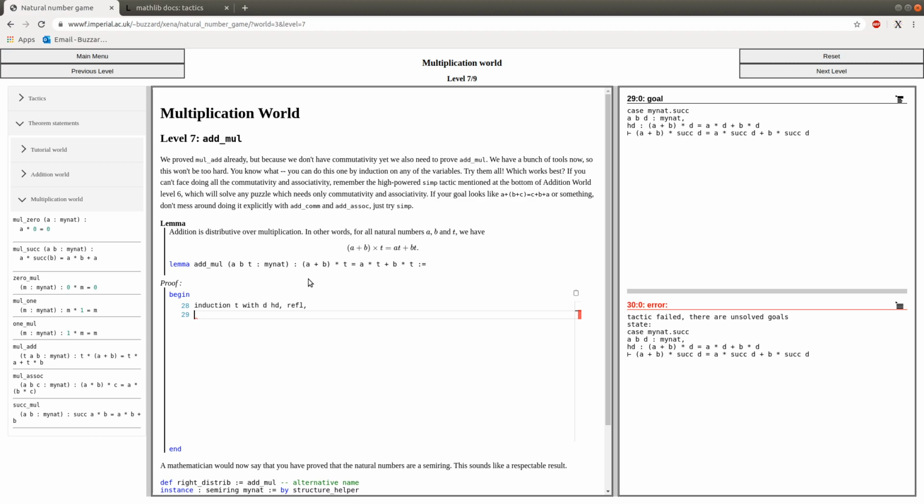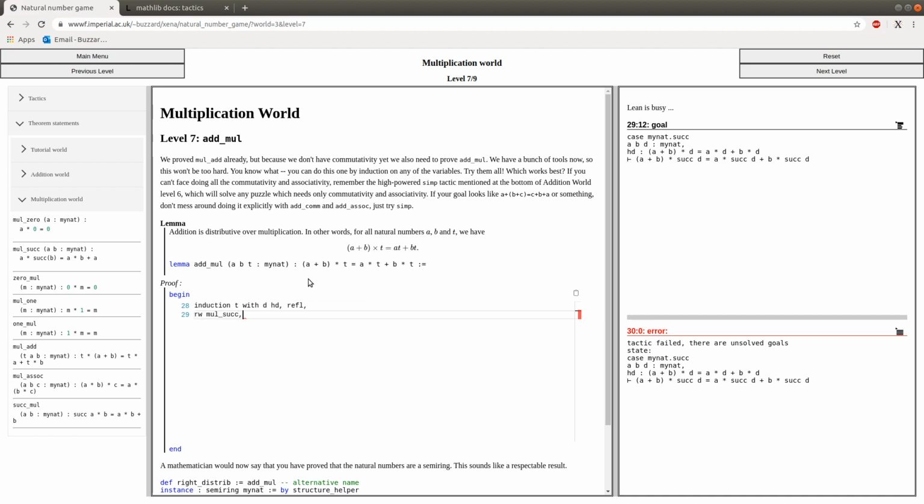And now I've got to prove this. So my guess is I use mul suck. I've got to be careful here, haven't I? Have I? No, let's try. No, maybe I'm okay. Mul suck.